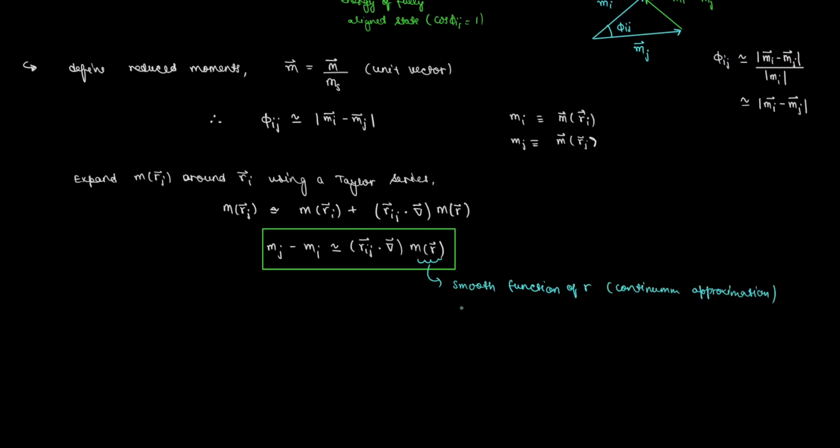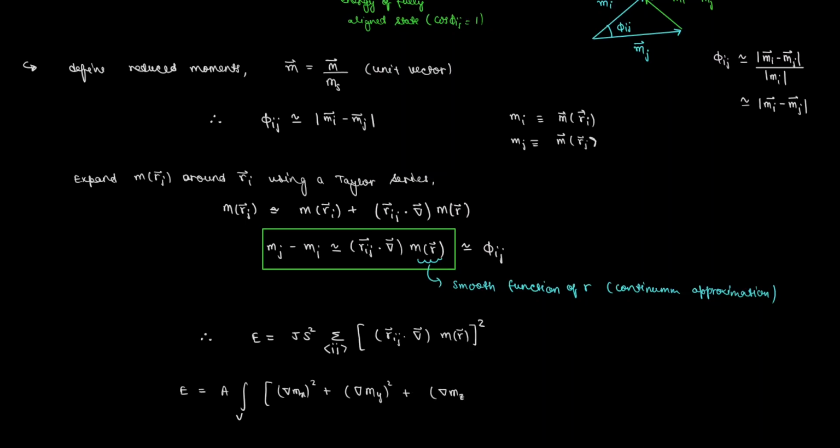Now if you remember, this is the value of phi ij, so we can substitute it in the equation of energy. Therefore, we will get the energy of this system as J S square times the summation over phi ij square. As I told you earlier, in the continuum limit we ignore the discrete nature of the lattice, so the summation will be converted into integration. Therefore, the energy will be given by A times the volume integration of the gradient of mx square plus the gradient of my square plus the gradient of mz square, where A is given by 2 J S square z divided by a.